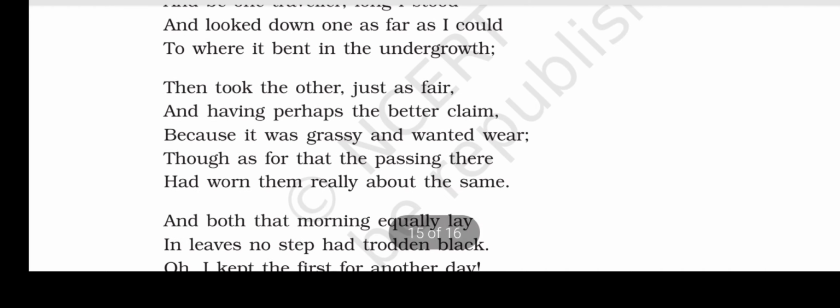Second stanza starts off with, "Then took the other, just as fair, and having perhaps the better claim." This stanza now gives hints to us, that is to the reader, that the traveler is gradually coming to a decision. He is trying to make a choice out of two. And so he looked at the other, which seemed as fair as the first.